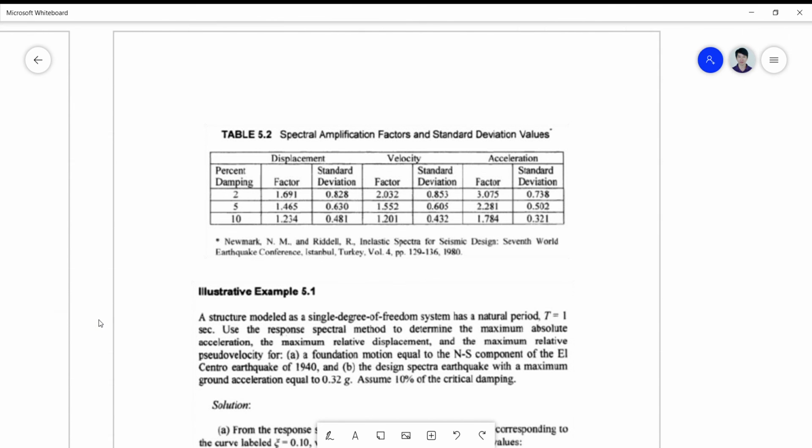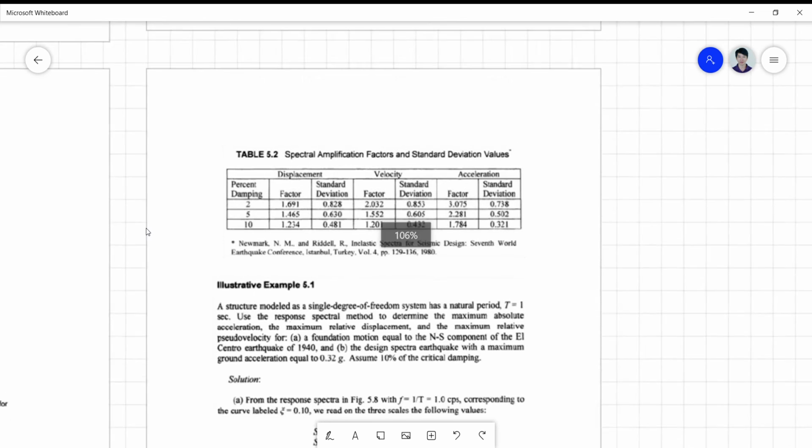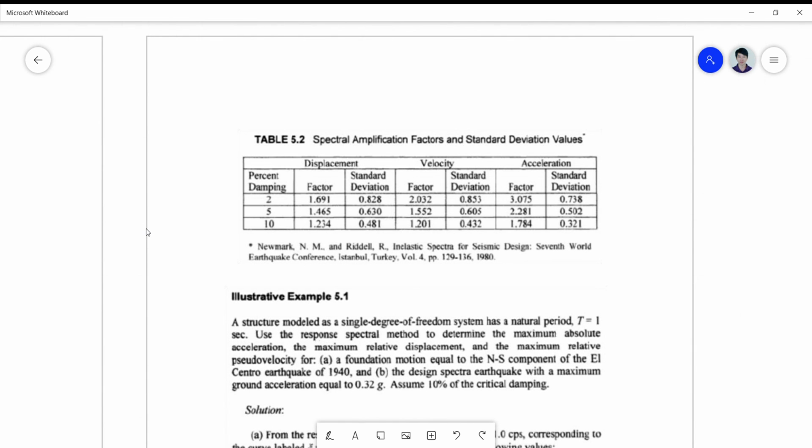So on the next video, I will be discussing the illustrative example. For the meantime, let's stop at this point, where we have to understand the significance of RSA, or the response spectrum analysis, using the design spectral graph.